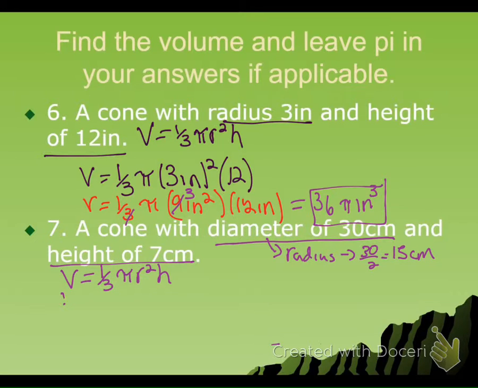Okay, so now we have everything we need to plug in. So we have volume equals 1/3 pi. What's my radius? We just found it. What is it? 15. It's 15 centimeters squared. And what's your height? 7. Okay. So, Dylan, what is 15 squared?